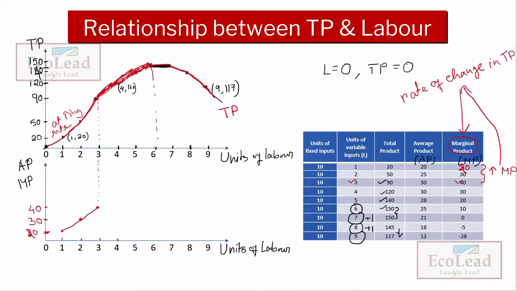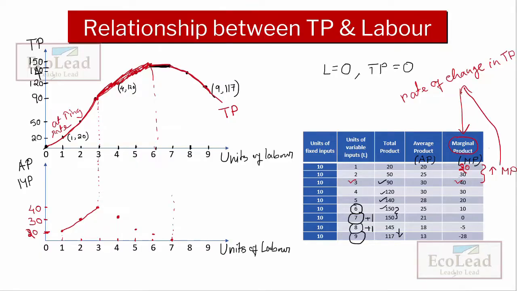After that, when we engage the 4th unit of labor, the value of the marginal product for the 4th unit of labor is 30. Then if we engage one more labor, it becomes 20. For the 5th labor it became 20, and for the 6th labor it is even smaller than the 5th unit, at 10 units of output. And when we engage the 7th unit of labor, there is no change in the output, so the marginal product becomes 0.